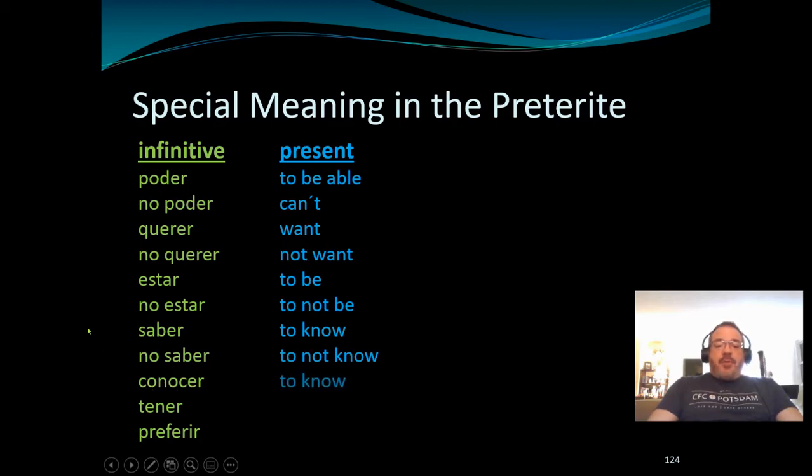Conocer is the verb to know people, places, or things. And tener is to have. And preferir is to prefer. Okay, all of those things make sense and we all understand what they mean. But when you put these in the preterite, it changes the meaning somewhat. Because remember, preterite is a completed action. And so the implications of what they mean in the preterite are different than what you might think that they mean.